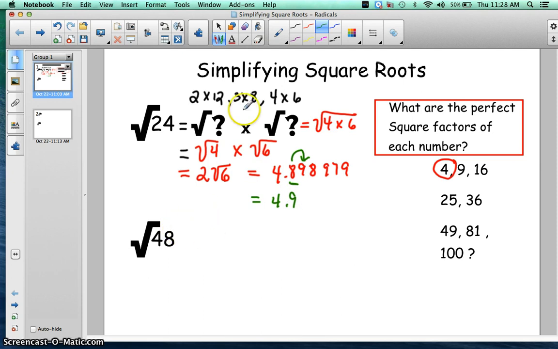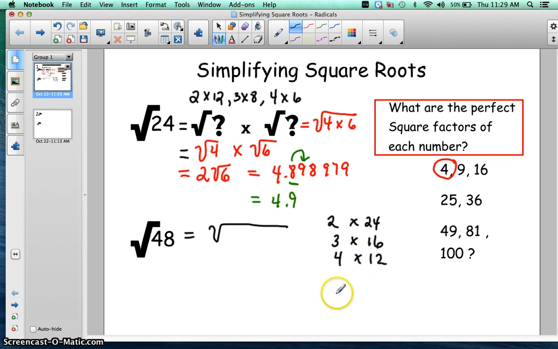Let's do the same thing for the square root of 48. Let's think of all the factors of 48, and can we find factors that are perfect squares? Well, we have 2 times 24. We have 3. If you divide 48 divided by 3, you'll get 16. So 3 times 16. We have 4. If you divide 48 divided by 4, you'll get 12. So these are the factors of 48. Which one or two of them are perfect squares?